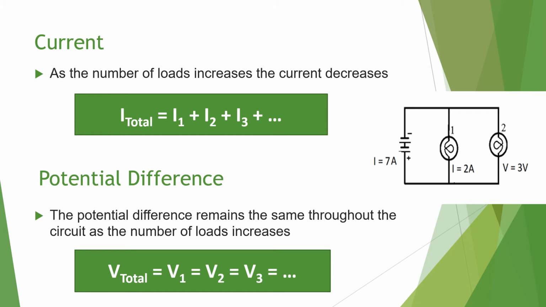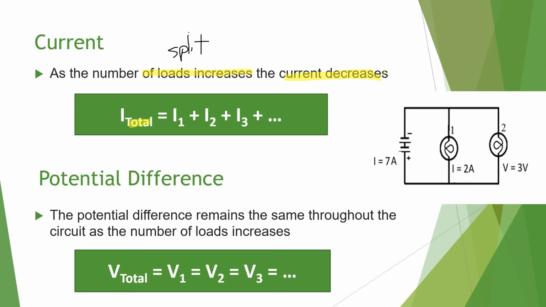So now let's look at the relationship in parallel circuits. You'll notice that it's the opposite in parallel circuits. Current in a parallel circuit, as the number of loads increases, the current decreases. Now we have this opposite here, where total current is equal to current at load 1 plus current at load 2 plus current at load 3. So current in a parallel circuit is split.